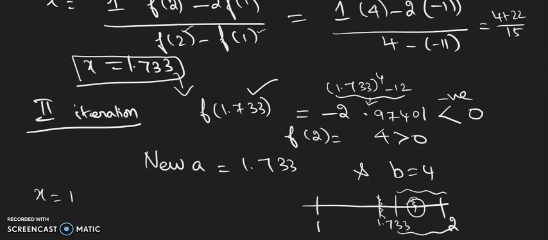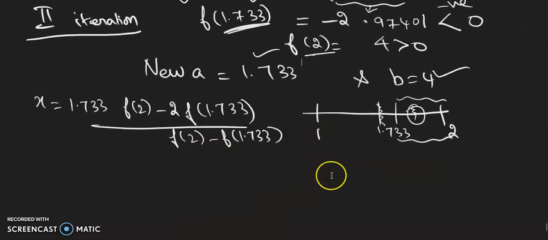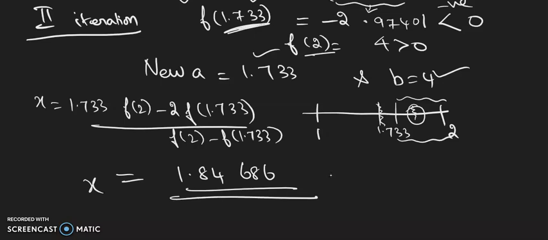Therefore, x is equal to A into f of B minus B into f of A, divided by f of B minus f of A. So already these values are there. A is here, B is here, and then this is f of A, this is f of B. You have to substitute all these values here and simplify. You will get 1.84686. So now it's coming closer, right? Now again, the second iteration is over.